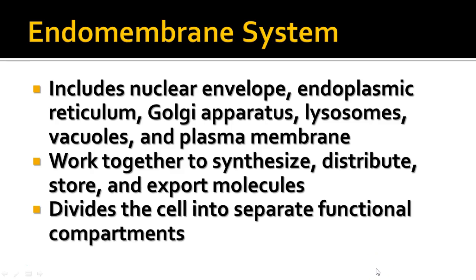The endomembrane system is the term we give to these structures that are all involved together: the nuclear envelope, the ER, the Golgi, lysosomes, vacuoles, and plasma membrane. And they all work together to take care of the molecular needs and requirements of the cell. And they're also involved in separating the cell into separate compartments. This is important for the different reactions that go on in the cell. They may require different kinds of conditions in order to function properly.